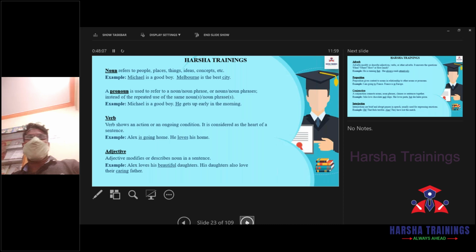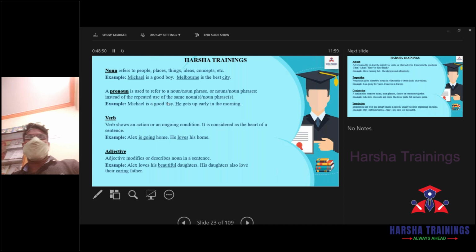So we have proper nouns and common nouns. City becomes a common noun, right? But when you're specifically giving a name, Melbourne or Hyderabad is a city, Hyderabad is a proper noun. Proper nouns have to be written with the first letter in capital. Common nouns need not be written in capital, because they are common. We write only proper nouns starting with a capital letter, for example, names of people or historic buildings which have a specific name. Those are nouns.